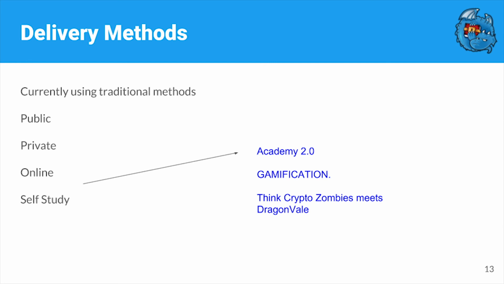So what are our delivery methods? I mentioned this before, but I want to show you where we're going. Again, we have public, private, online, and self-study. That's what we have today.